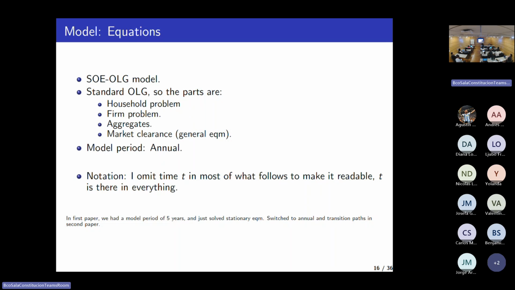Just to mention, in the first paper we had a 5-year time period in the model. I'm not going to show you results from that paper, but when we built the model the first time and did the intuition, we did that. We just did stationary equilibria. Now we're in a second paper where we've switched it to annual.